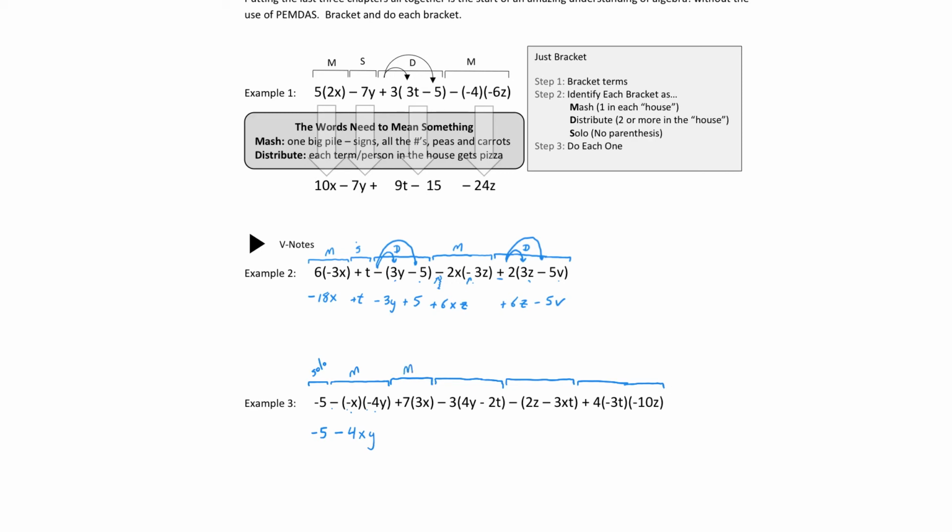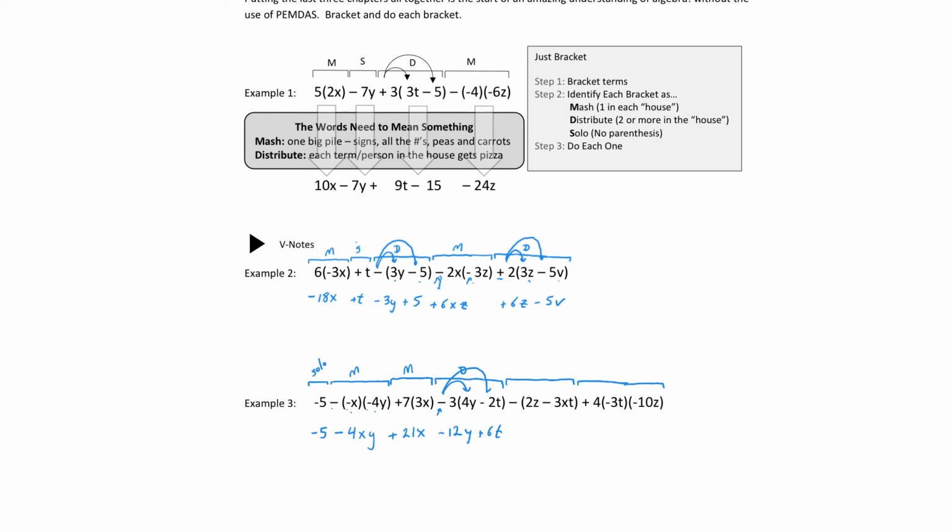No negative signs, so that whole thing is positive. 7 times 3, 21. Throw in the peas and the carrots. Next bracket is a distribute. Now here we are distributing a negative 3. So be aware. Negative times a positive 4 gives you a negative 12y. Take that negative 3, bring it to a negative 2, and it becomes a positive 6t.